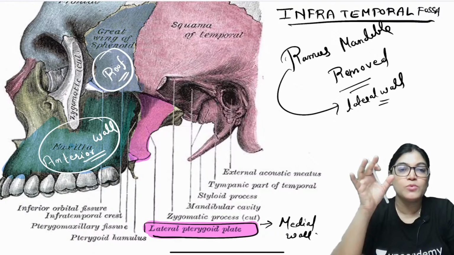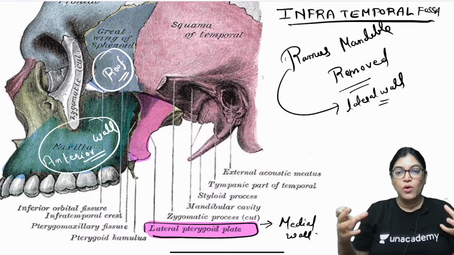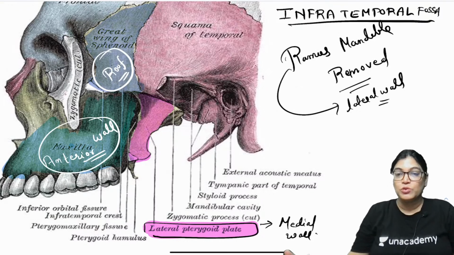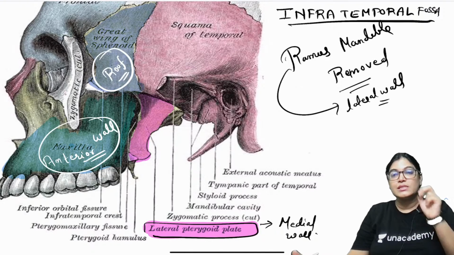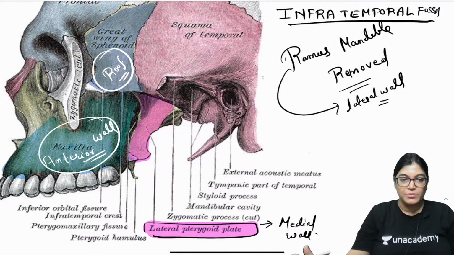Once more, the lateral aspect: the ramus of the mandible has been removed. If you want to go into the infratemporal fossa, when you are going for the dissection of the infratemporal region, you have to dissect out the ramus of the mandible. You have to break that bone to go inside the infratemporal fossa.